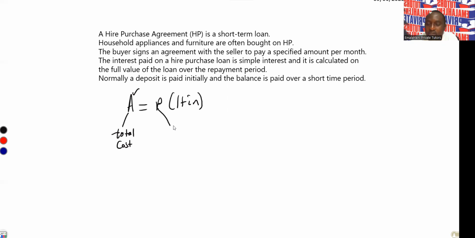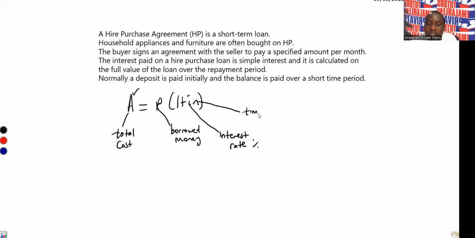So here is the money that you actually borrow. Remember, you are going to borrow money, and when you return that money, that's the accumulated amount. Then here is our interest rate. So this is the interest rate in what? In percentage. Then here is the time period.